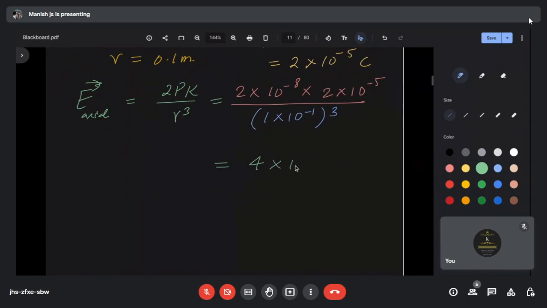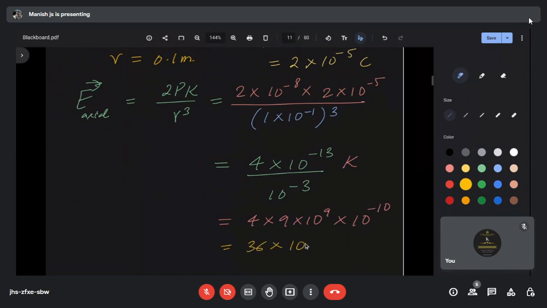2 2s are 4. So 4 into 10 power minus 8 minus 5. Add them. 10 to the power of minus 13. கீழ 10 power minus 3 வரும். Take the 10 power minus 3 up. Okay. So you take it up. 4 into 10 power minus 10, sir. ஆமா. So k value மறந்துடக்கூடாது. So 4 into k 9 10 to the power of 9. ஆமா, into இன்னொன்று 10 power அது என்ன சொல்லியிருந்தீங்க? minus 3 going up plus 3, minus 13 plus 3, minus 10, sir. Yes. 4 9s are 36. So 36 into 10 to the power minus 10 plus 9, minus 1 வரும். So you'll get minus 3.6 வரும் sir.